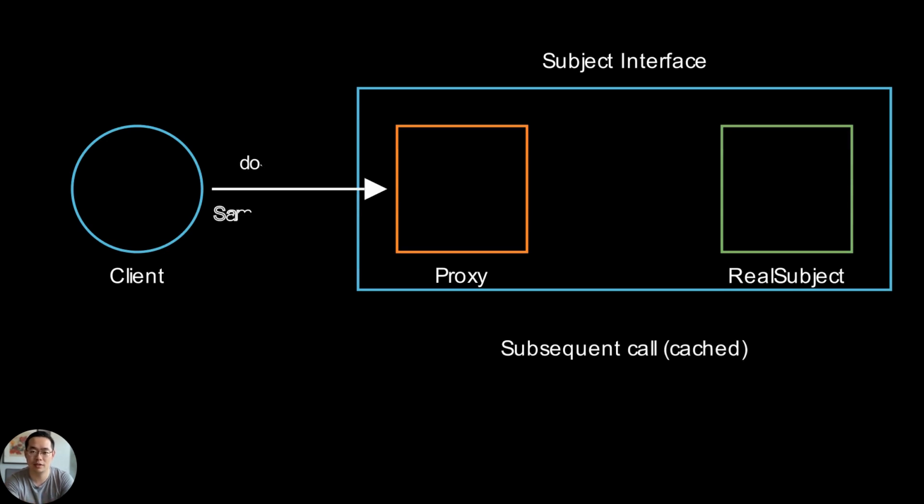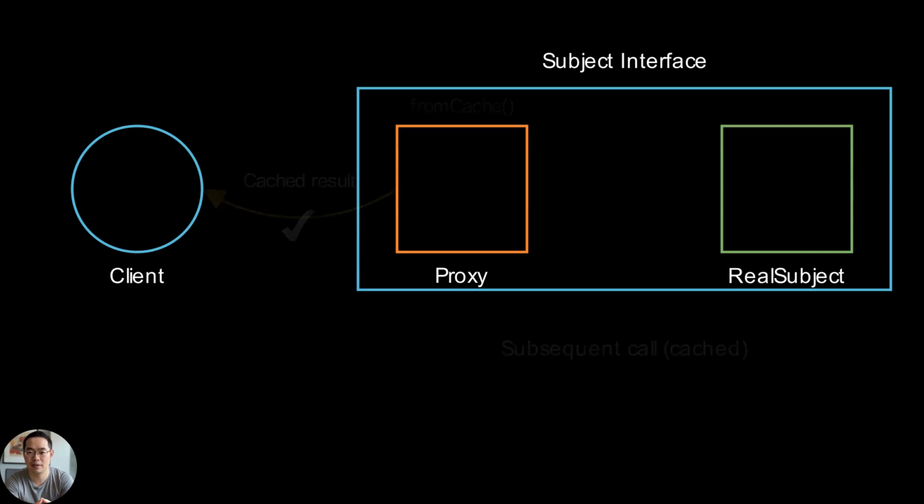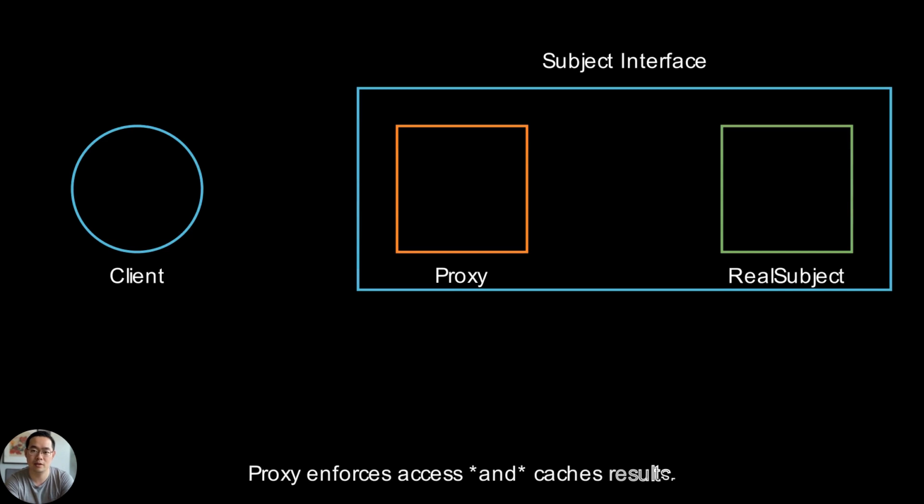But what happens when the client makes the exact same request a second time? The request hits the proxy, which performs its access control and cache check as before. But this time, it's a cache hit. The proxy finds the result in its cache. It immediately returns the cached result directly to the client. Notice how the real subject was never contacted. This avoids the expensive operation entirely, saving time and system resources.